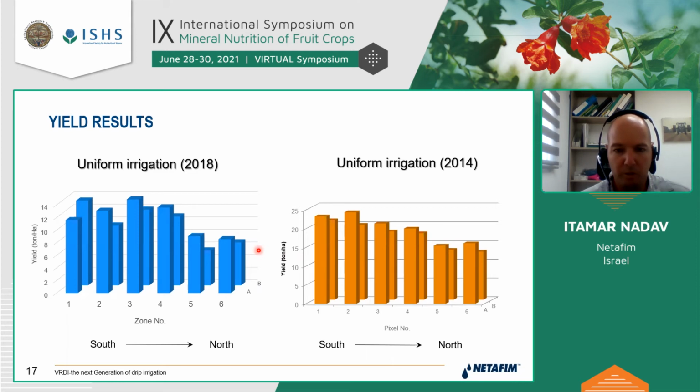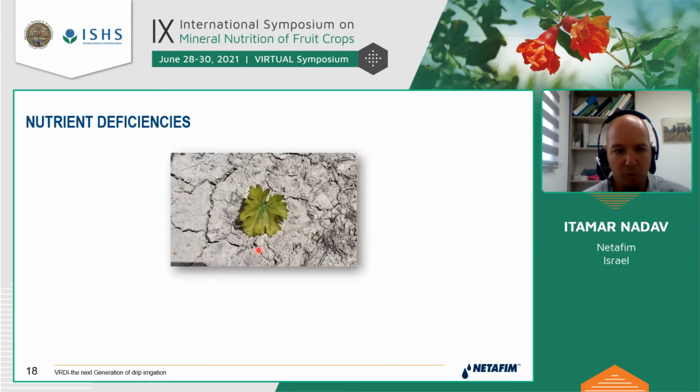So let's go back now to nutrition. In this plot, you can see this leaf, and this leaf is for certain under some kind of nutrient deficiency. And it could be a deficiency of probably some micronutrient, maybe iron or magnesium, something else.